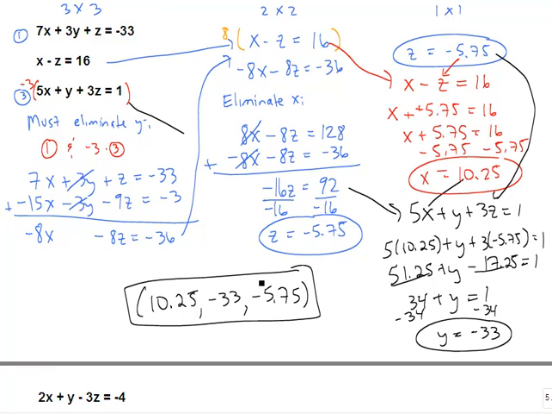Now this solution did have a couple fractions in it. Typically, instructors will try to give you examples or problems on tests and quizzes that come out to be whole numbers. So if you are getting decimals or fractions that are really strange, then you're probably making some arithmetic mistakes. So you want to double check your work.